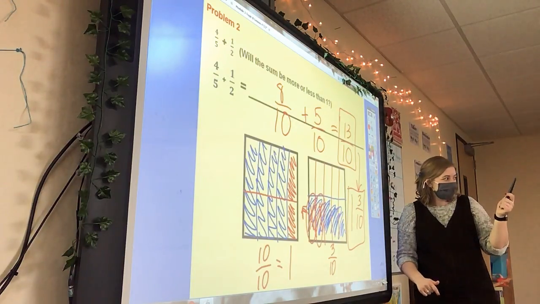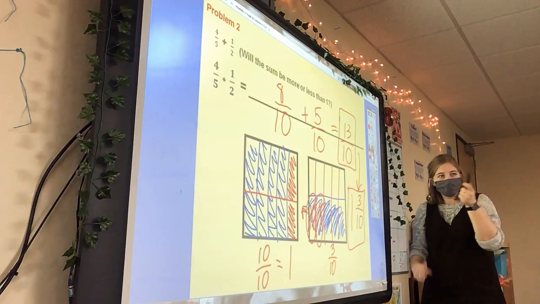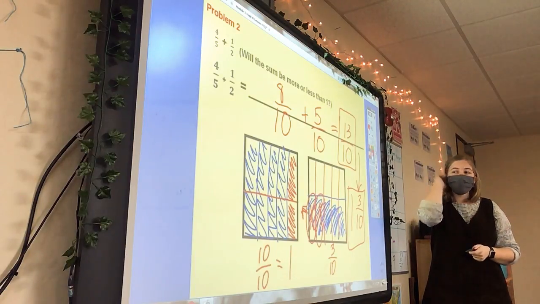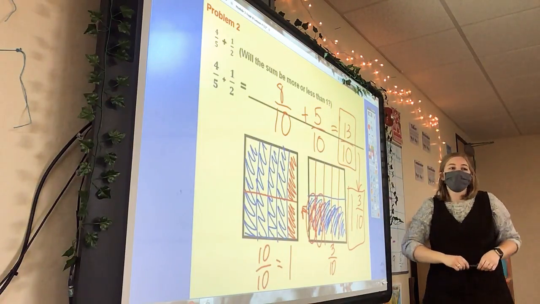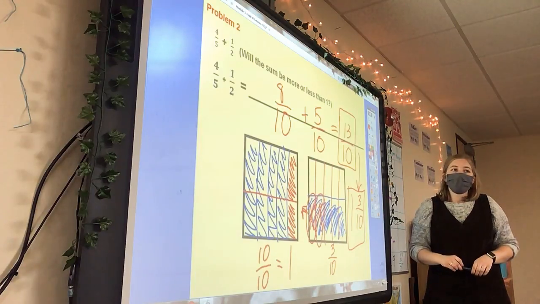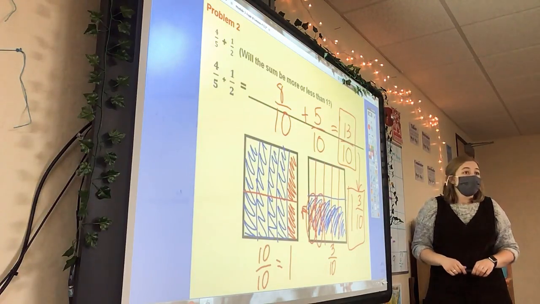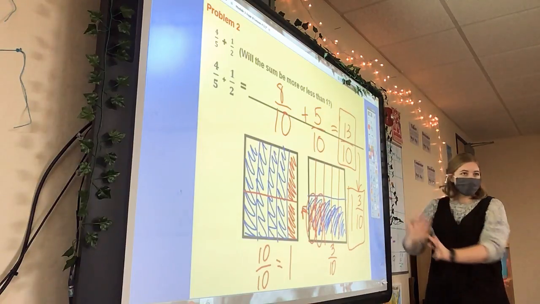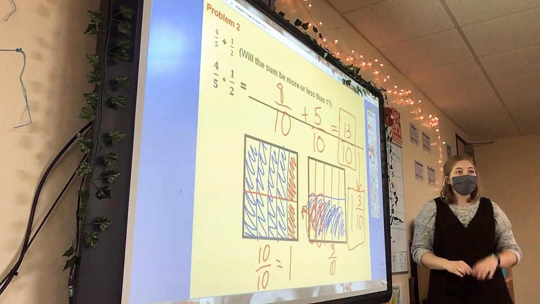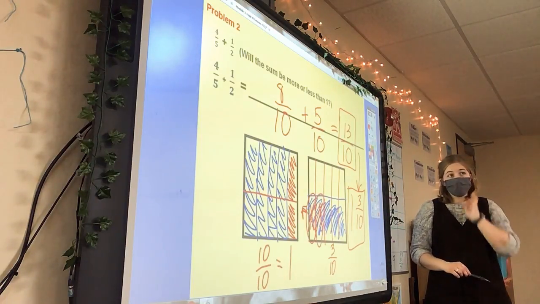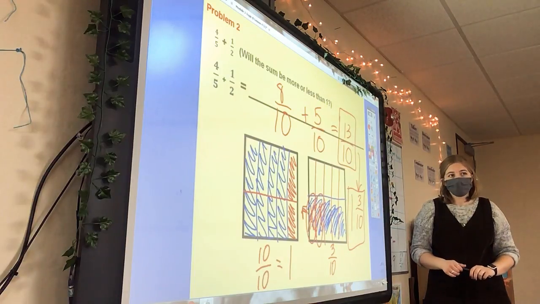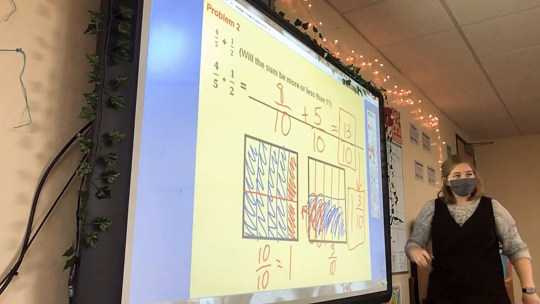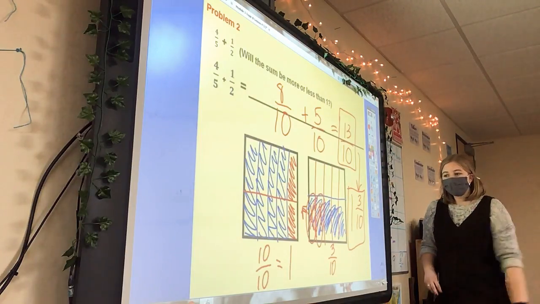Okay. Questions? Henry, do you have a question? Charlie, question? My question is, do you want us to do it on a number line? No, just the model. For 13 tenths, do you want us to do 1 plus 3 tenths? I want you to ditch the plus. So today we're ditching the plus.